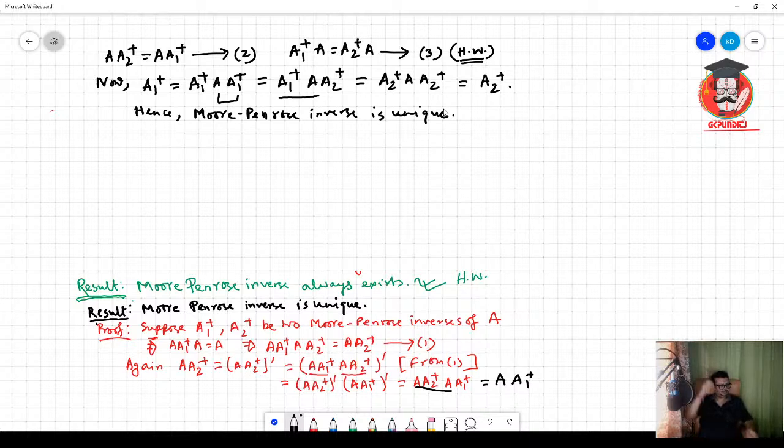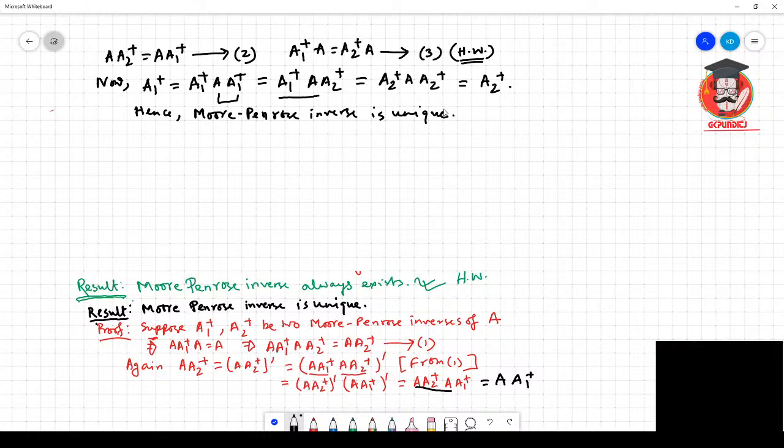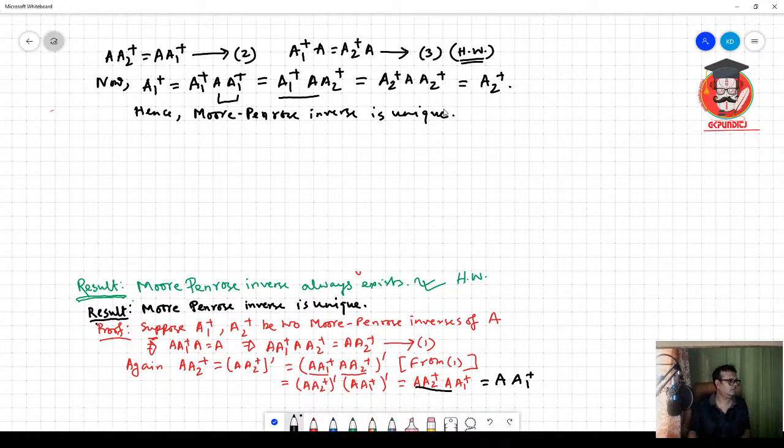Please tell me if you have any doubt. Okay, so on Sunday I will consider some constructional methods of Moore-Penrose inverse. I want to stop today. So can I stop? If you have any doubt, please tell me.